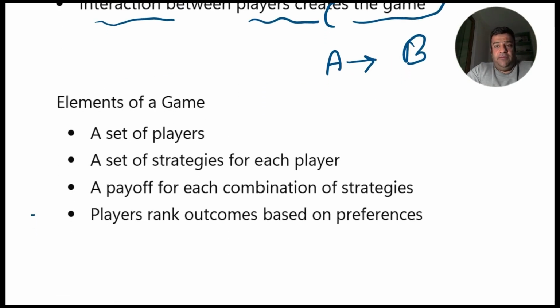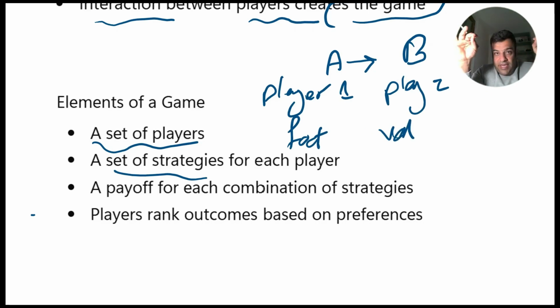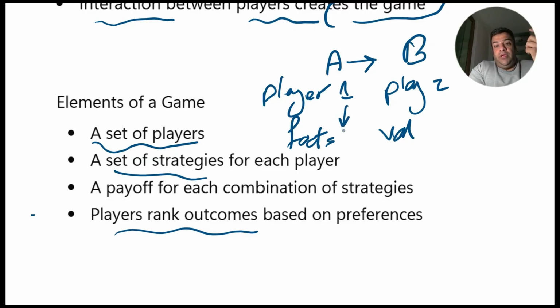The elements of the game: you need to understand a set of players and a set of strategies. For example, you have player 1 and player 2, and they have 2 strategies. I don't know, play football or play volleyball. Therefore, how many players you have, and how many strategies each player can choose, is important. And players rank outcomes based on preference. For example, if player 1 goes to football, his outcome is 3, but for player 2 it is 2. Therefore, we write it as the couple 3 and 2.